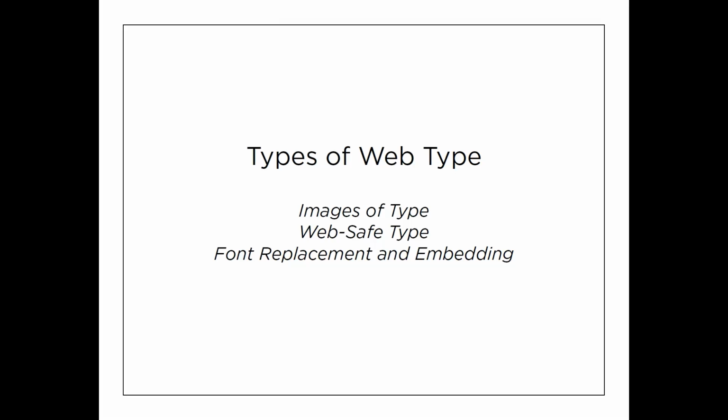So there are types of web type out there. There are images that you can use as type, or there's web safe type, which is anything like Times New Roman, Arial, or Georgia, that is pretty much on everybody's computer. But there's also font replacement and embedding, which refers to the Google fonts. You can embed code from Google to allow that font to be used on any platform out there.